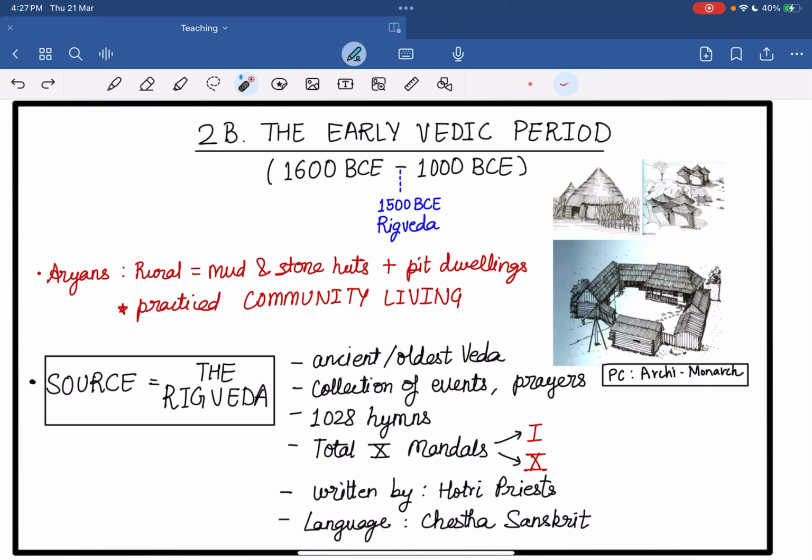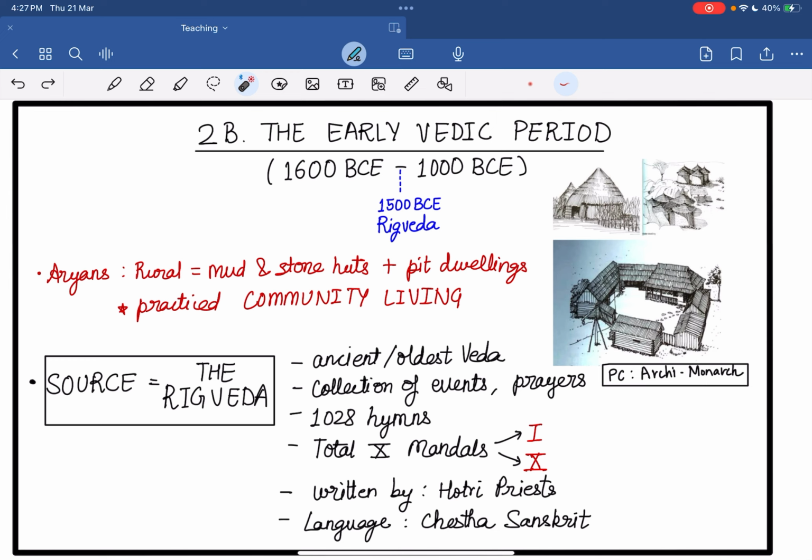The bracket that we associate to the EVP, Early Vedic Period, happens to be 1600 BC to 1000 BC. And in our last lecture we saw that 1500 BC is a period that we associate to Rig Veda.